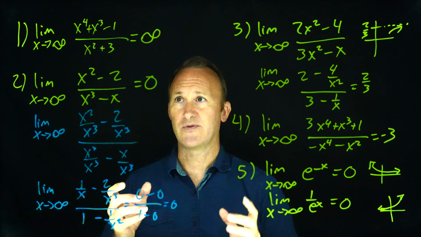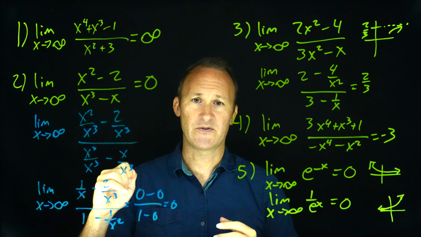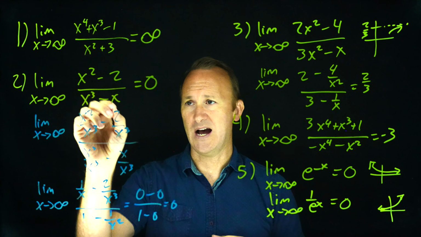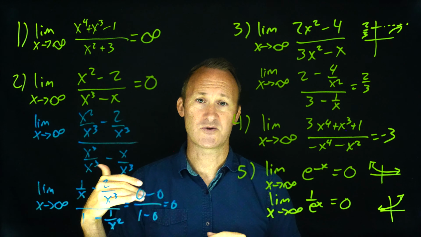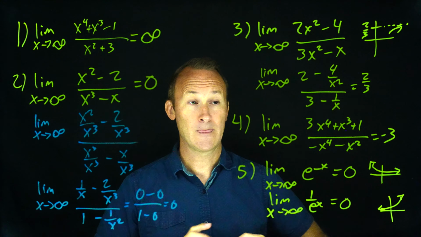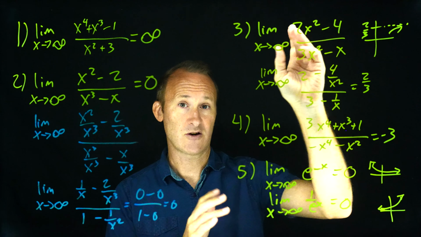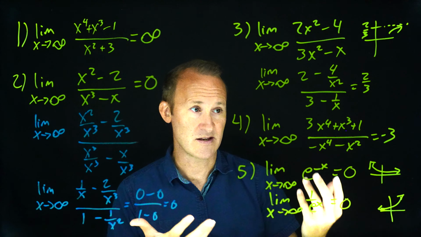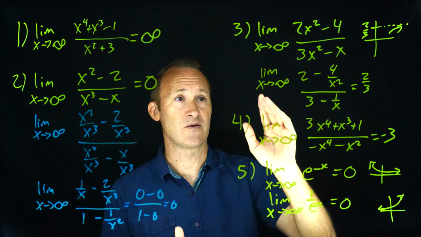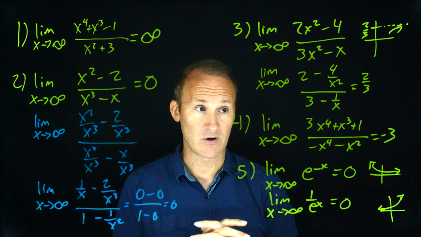And just to quickly review, whenever you have rational expressions, if the highest power is in the numerator, as x goes to infinity, the limit goes to infinity. If the highest power is in the denominator, as x goes to infinity, the limit goes to 0. And if they are equivalent, you must take into account the coefficients of the highest power, and it is simply the one coefficient over the other. So it's 2/3 for 3, it's negative 3 for 4.